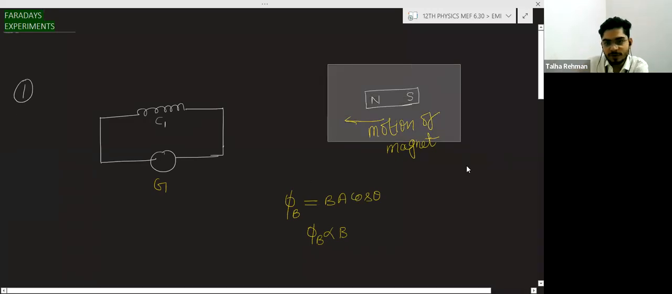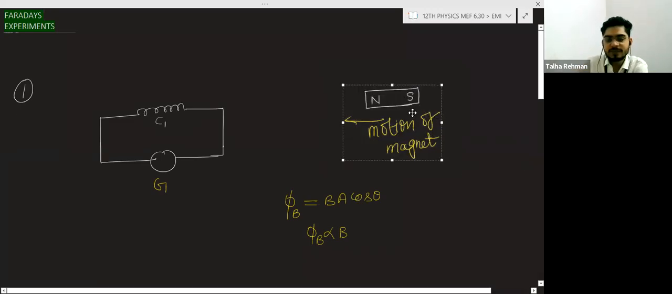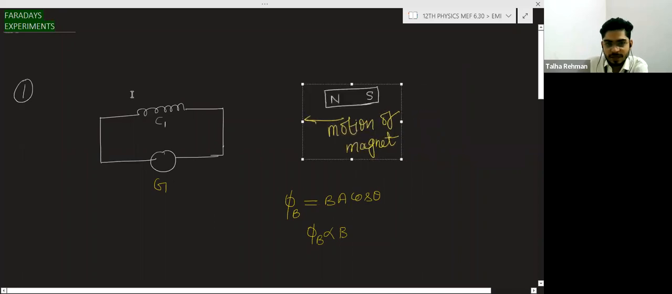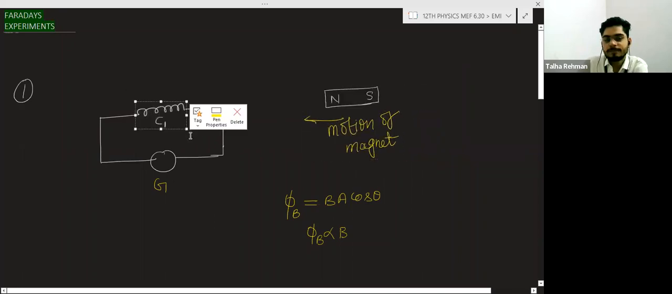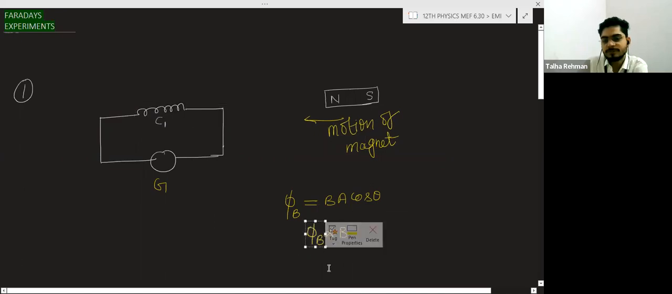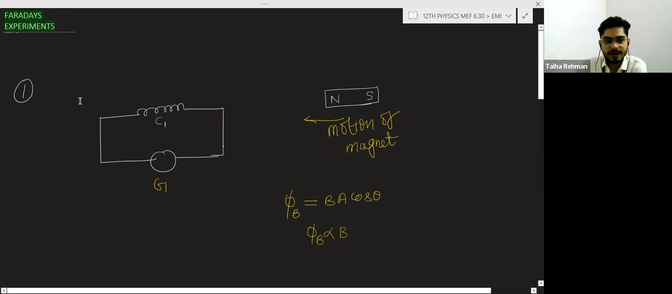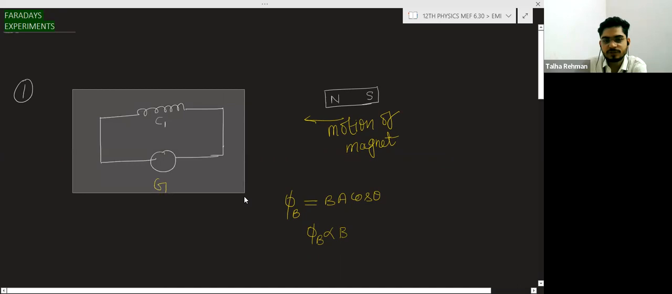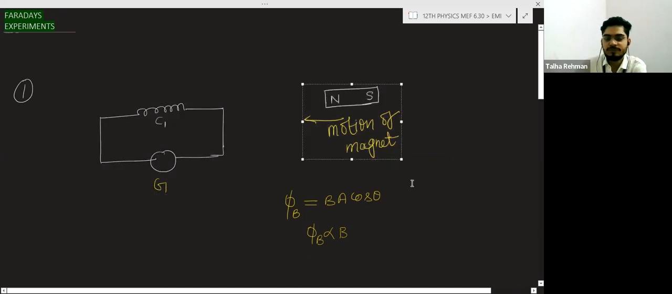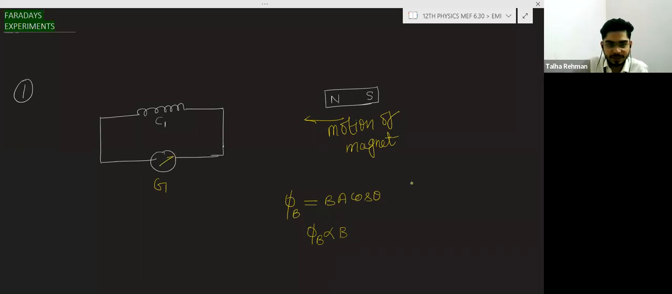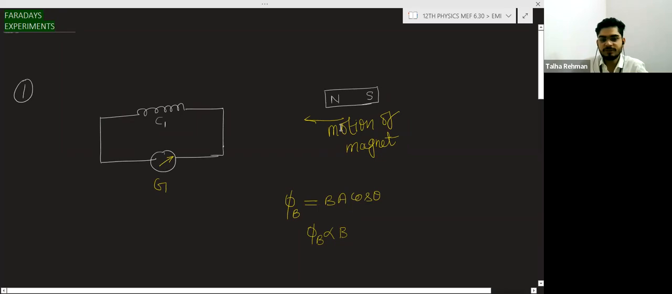So what can you say about the magnetic flux when this magnet is moving towards the coil? The magnetic field is increasing, so the magnetic flux will also increase. What he had noted is that there will be some current in this coil due to the motion of the magnet, meaning there is some deflection in the galvanometer.